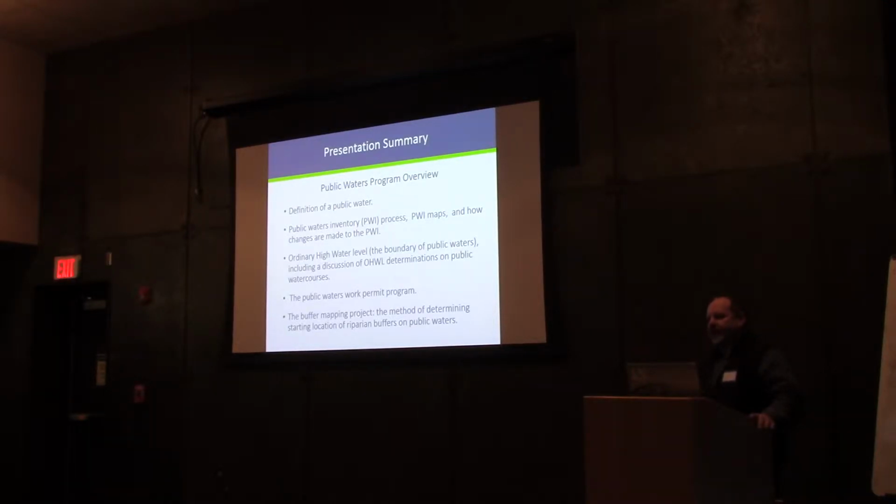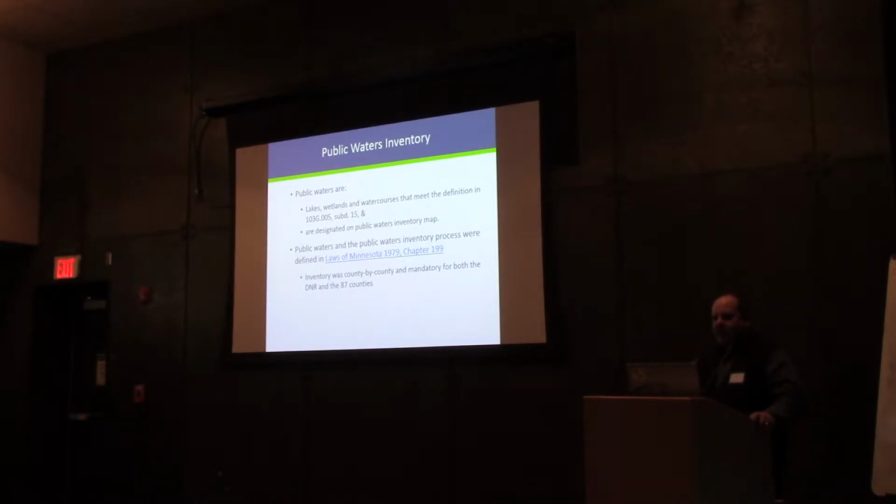I'm not going to read right off a lot of the slides. You guys can go ahead and just read through while I'm talking. I'll just highlight certain things. So that's what we're going to talk about first: what is a public water? What was the public waters inventory process? And then OHW, one of the main reasons why we have the public water is because there's an associated permit program that applies to those waters. And then I thought I would add a little bit at the tail end about the buffer mapping project and some tie-ins with OHW and public waters there.